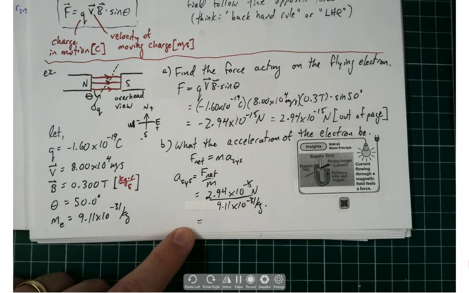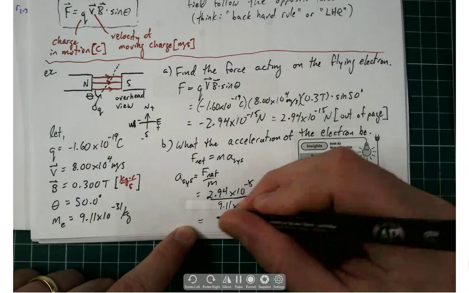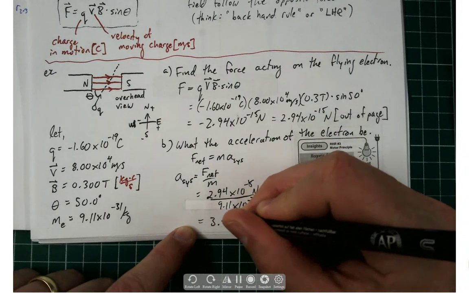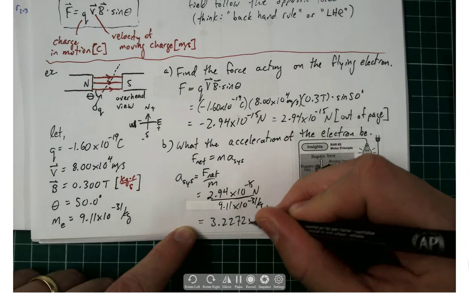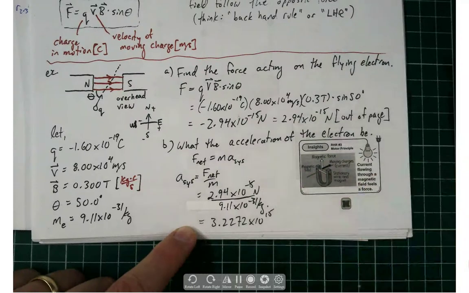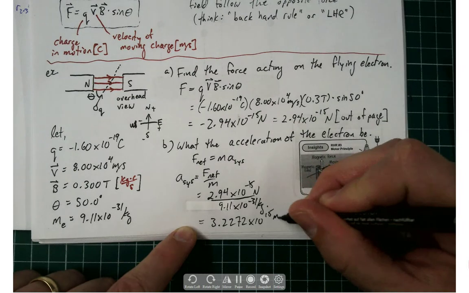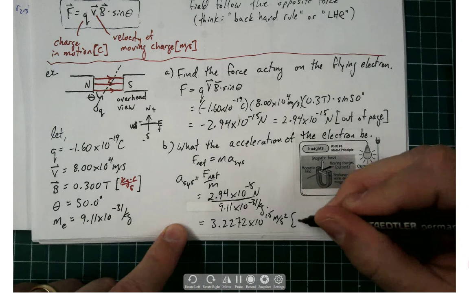Anybody get an acceleration? Yeah? 3.2272 times 10 to the 15. All right. Now you could say newtons per kilogram, but those of us who are in the know say meters per second squared. Yeah, because it's acceleration. All right. But then in terms of the direction, we say out of the page.